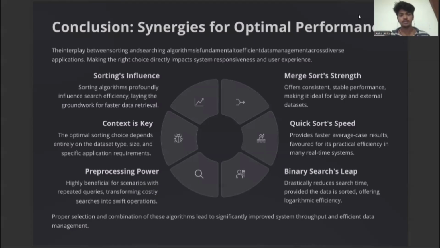So the main idea is this: when we choose the right sorting method and combine it with an efficient search method like binary search, we can greatly improve the performance of the system. In simple words, sorting prepares the data and searching uses the preparation to give faster results. Together, they create a powerful synergy for optimal performance.